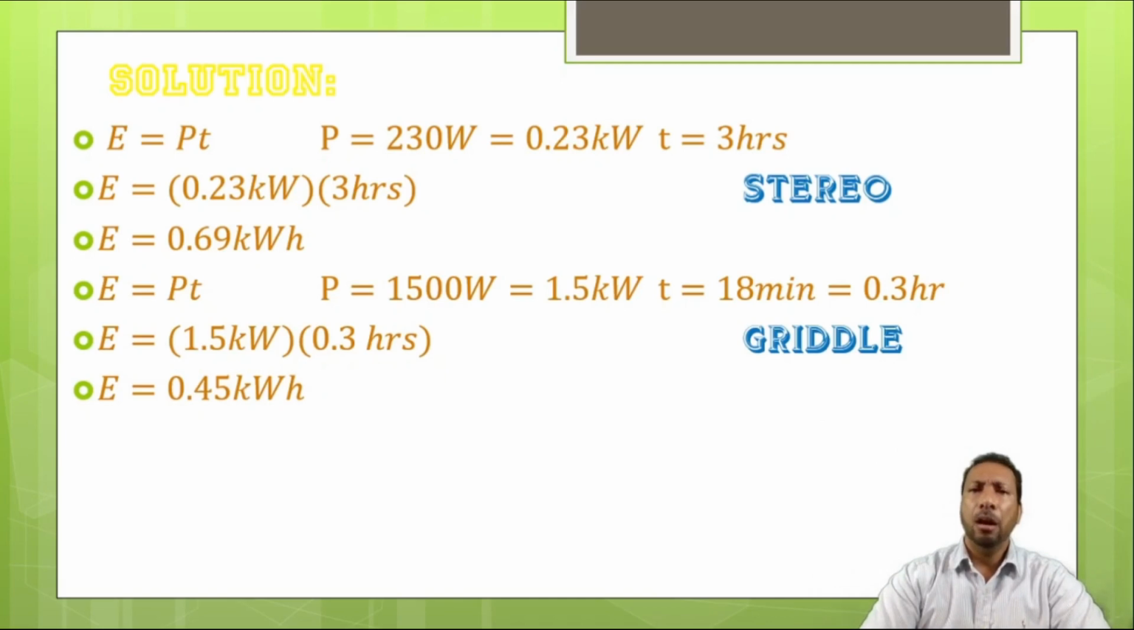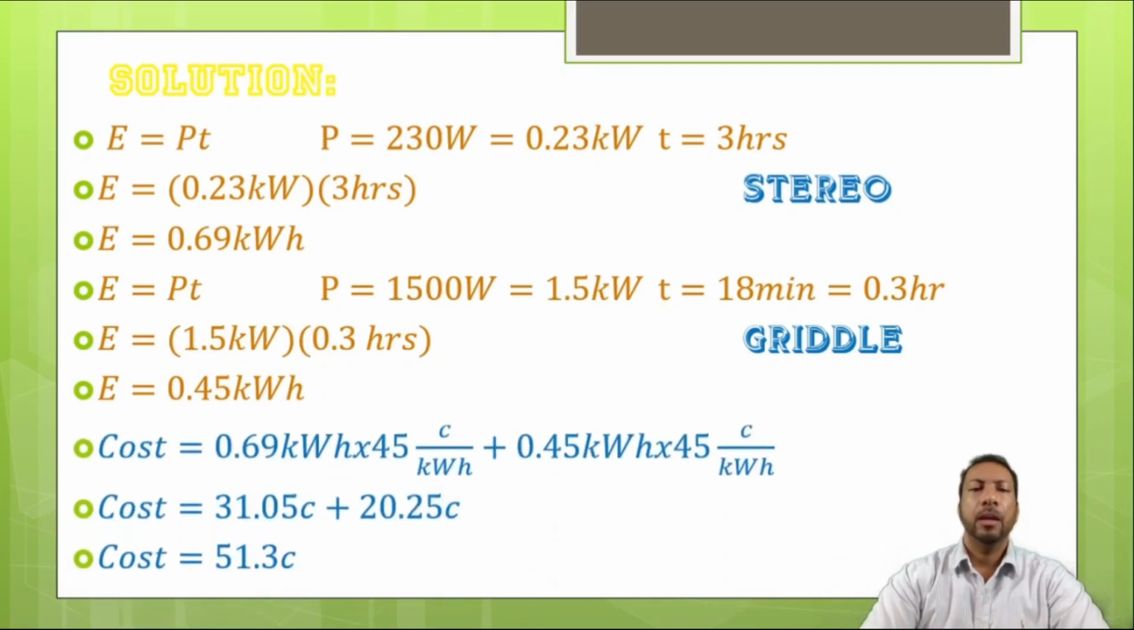What will be the cost of both of these combined? Well, we multiply the 0.69 kilowatt hours by the 45 cents per kilowatt hour rate for the stereo, and we do the same thing similarly for the griddle. So the stereo alone will cost 31.05 cents. Rounded off, you could say 31 cents. And the griddle will cost 20.25 cents. Again, rounded off, just simply 20 cents. Exactly though, all of them together will be 51.3 cents.